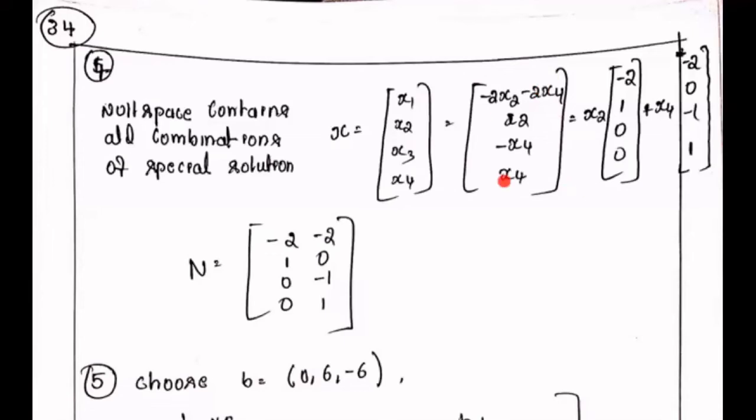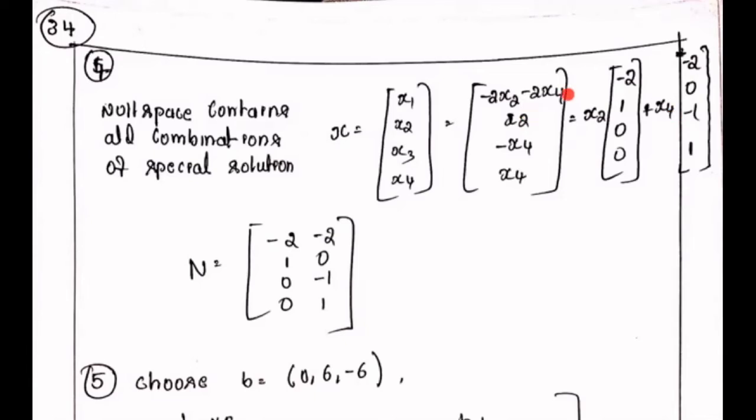If you observe this properly, you have two variables here, x2 and x4. So what are the things that come under x2? In the first row, you have x2. What is the coefficient? Minus 2, so you write it here. In the second row, you have x2. What is the coefficient? It's 1, so write it here. In the third row, you don't have any x2, so write 0. In the fourth row, you don't have x2, that's why write 0.